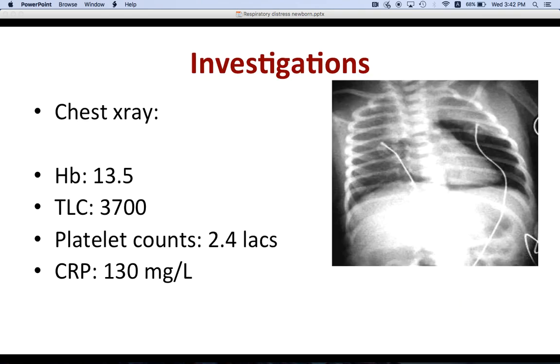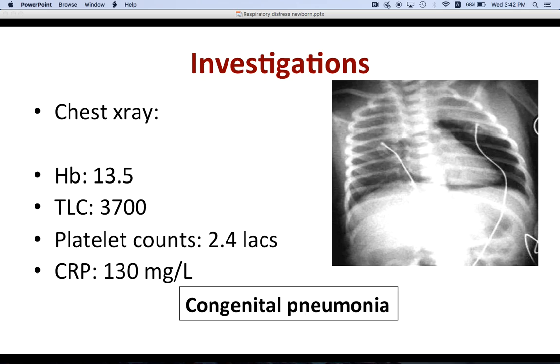Now when you ordered the chest X-ray, you are not getting a typical whiteout lung or ground glassing. What you get is a left upper lobe collapse, or you can see a homogeneous opacity in the left upper lobe, right? Also the TLC is on the lower side, so there is leukopenia, and the CRP is high. So all these parameters are suggestive of early onset sepsis with pneumonia in this patient. So we make a diagnosis of congenital pneumonia.